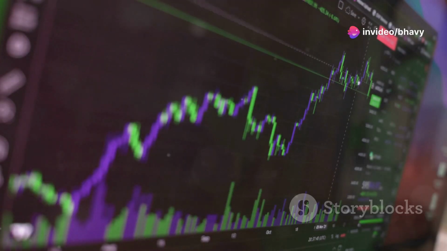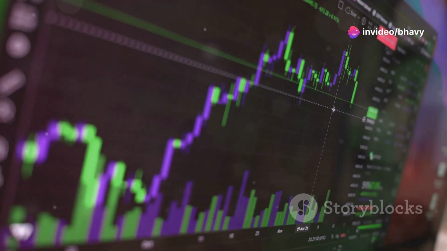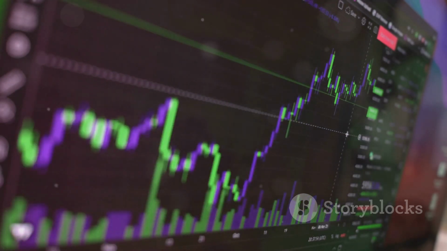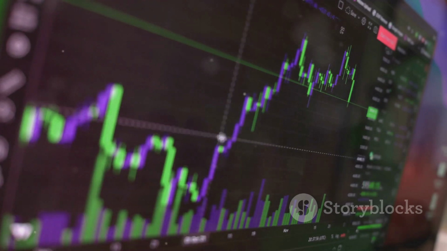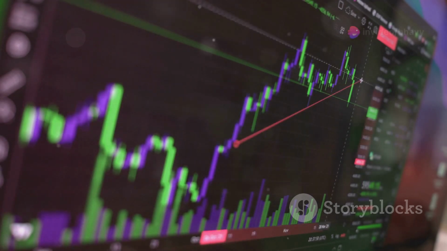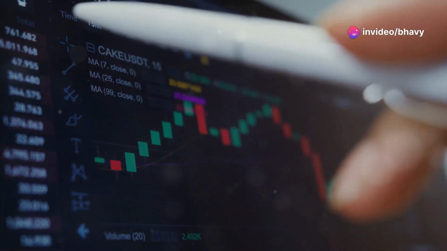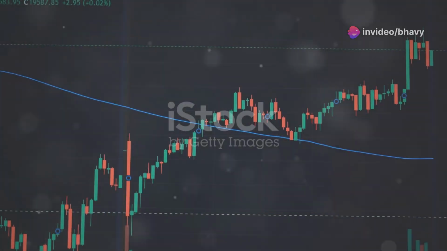By observing the color and shape of individual candlesticks and, more importantly, patterns formed by multiple candlesticks, traders can gain valuable insights into the balance of power between buyers and sellers. This information can then be used to identify potential trading opportunities.